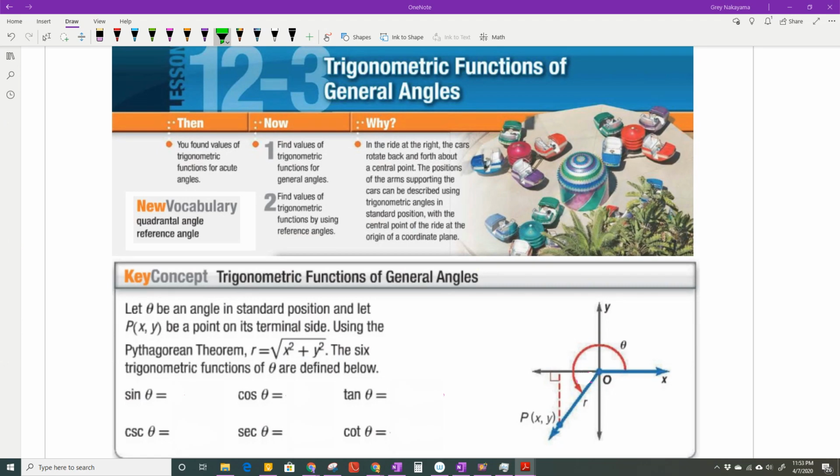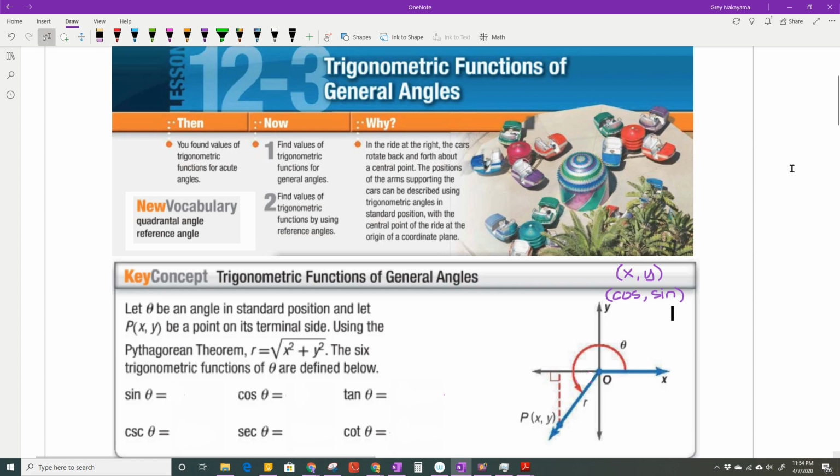Okay, today's lesson is 12-3. It is trigonometric functions of general angles. So what we have talked about so far are basically those trig functions from the unit circle. And just to refresh your memory from our unit circle, every point was related to the coordinates x, y, and we knew that the x coordinate told us the cosine and the y coordinate told us the sine. That was because we were on the unit circle and our radius is 1.